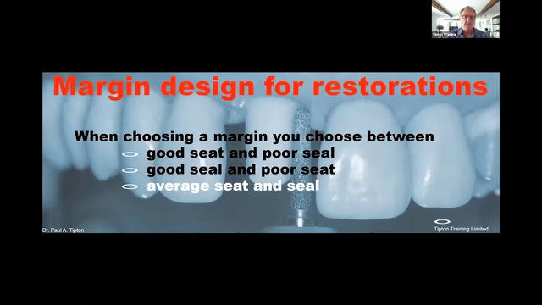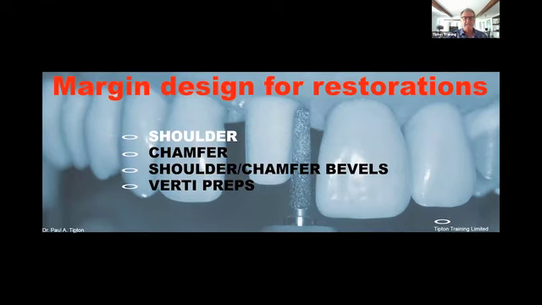And then we have our final one, which is probably most of the work that you do. It's the average seat and seal, when we will go back to our traditional workhorse. Our traditional workhorse will probably be a traditional chamfer margin. So let's look at these margins in a little bit more detail.